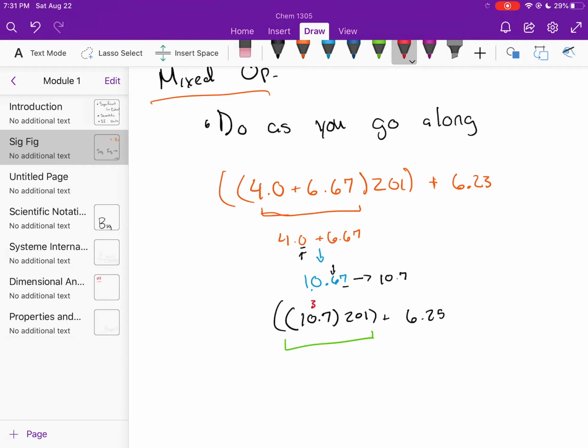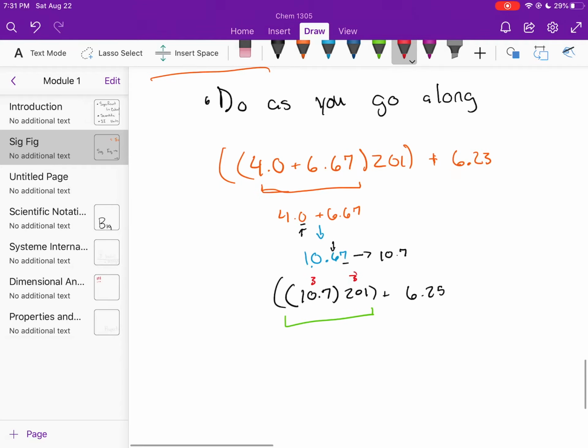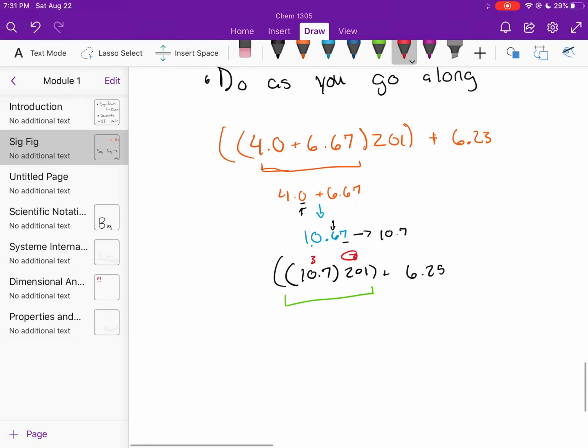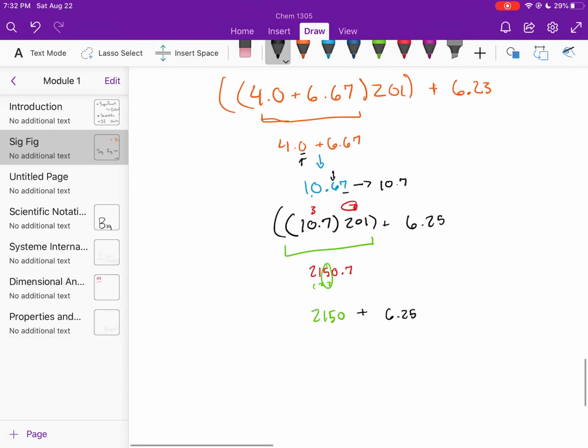And so there's 3 significant figures, 3 significant figures. That means our answer should also have 3 significant figures. So when you do this, we actually get 2150.7. But since we're only going up to 3 significant figures, oops, let me try that again. 3 significant figures, that means our answer is 2150, or even you can just drop that off. Right, and so lastly, you do that.